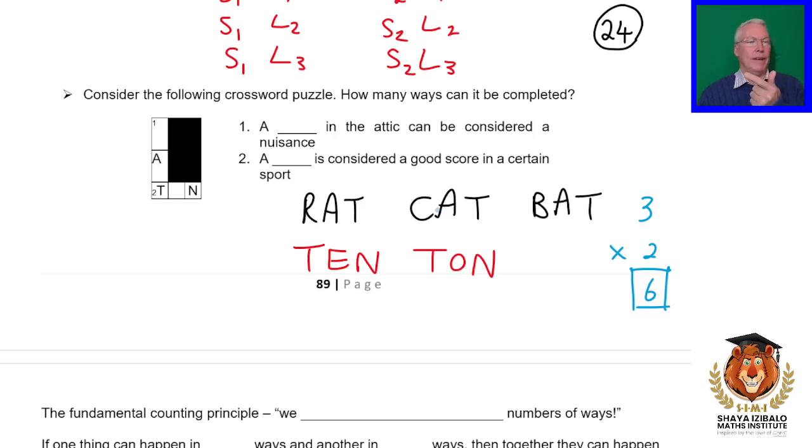Cat with 10. Bat with 10. Rat with ton. Cat with ton. And bat with ton. There are only 6. But we got that answer by multiplying.